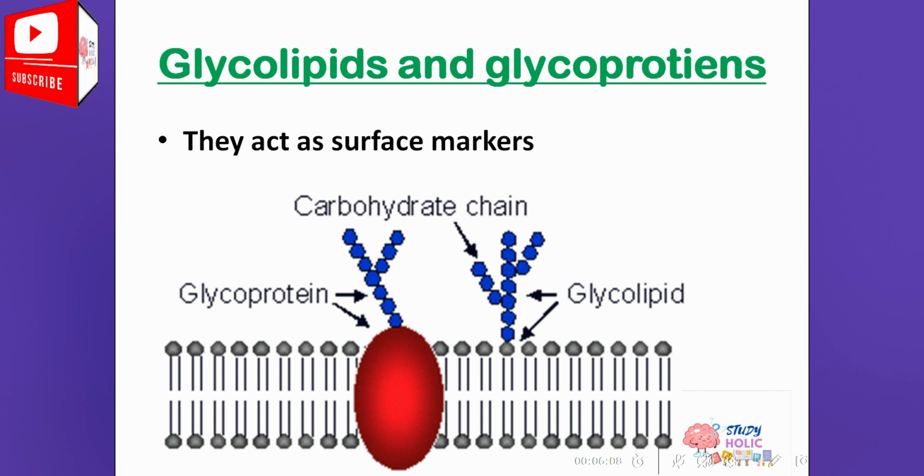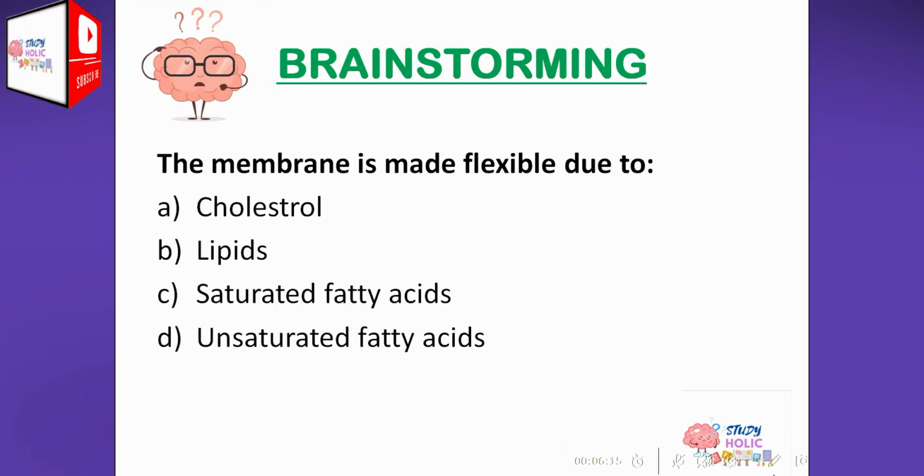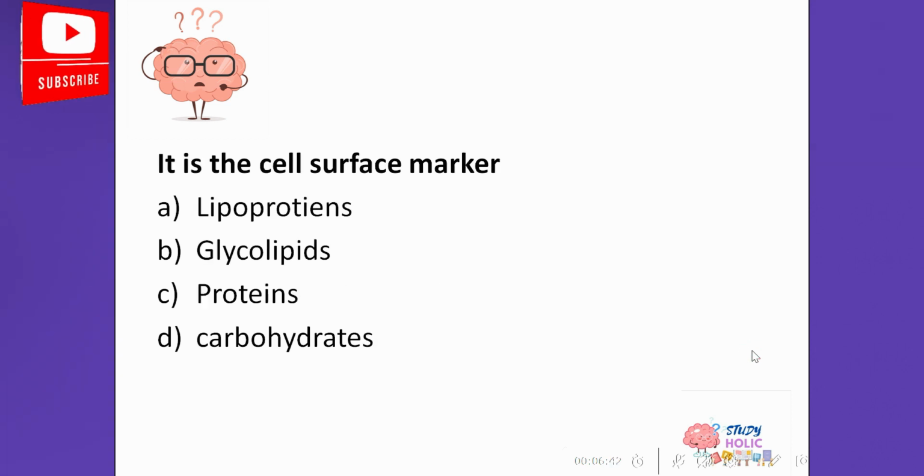The first question is, the membrane is made flexible due to cholesterol, lipids, saturated fatty acids, or unsaturated fatty acids. Let's think about the lecture. Our answer is unsaturated fatty acids. Let's move on to our second and last question. Which is the cell surface marker: lipoproteins, glycolipids, proteins, or carbohydrates? I hope you would be knowing the answer. Yup, the answer is glycolipids.